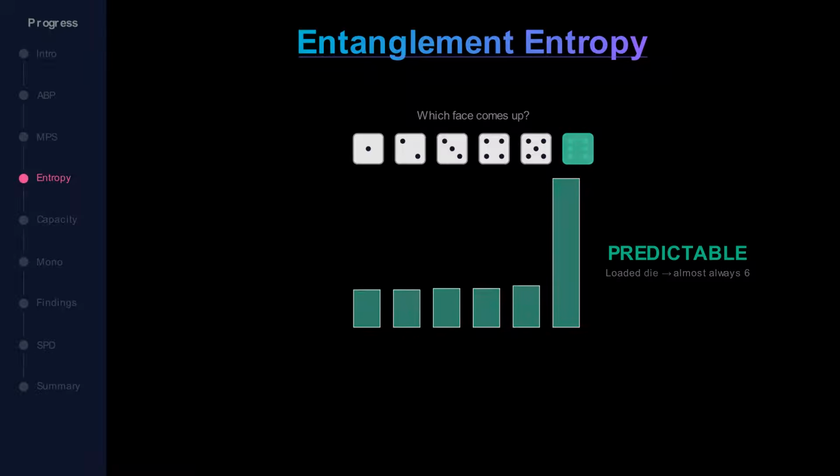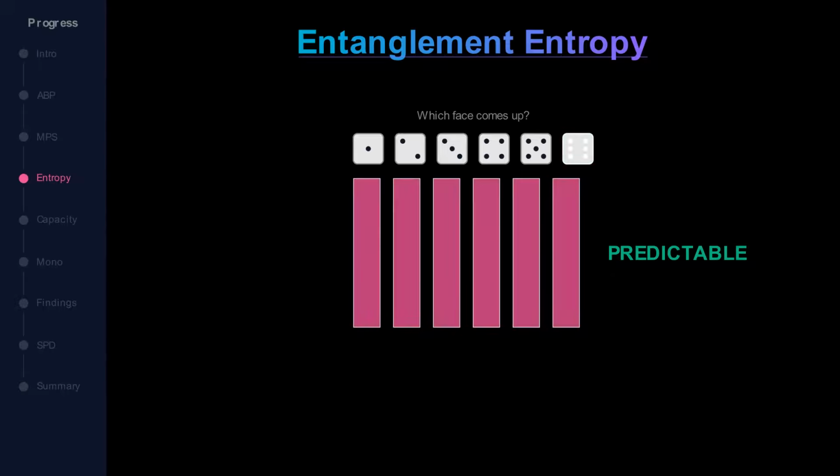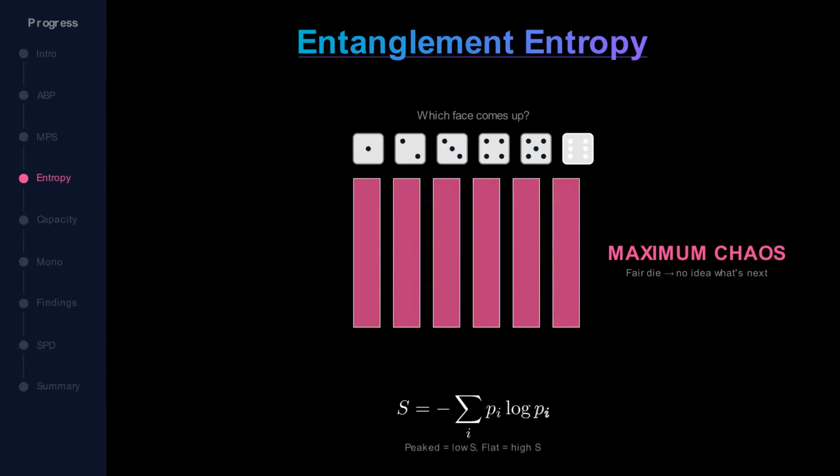Now watch this transformation. We redistribute the probability sand from tall piles to equal piles, like unloading the die. Entropy rises as certainty falls. When all bars are equal, every outcome is equally likely. A perfectly fair die. This is maximum chaos, high entropy. You can't predict anything. The von Neumann entropy formula captures this mathematically. Negative sum of p log p, peaked distribution means low value, flat distribution means high value. Entropy measures spread, surprise, uncertainty.